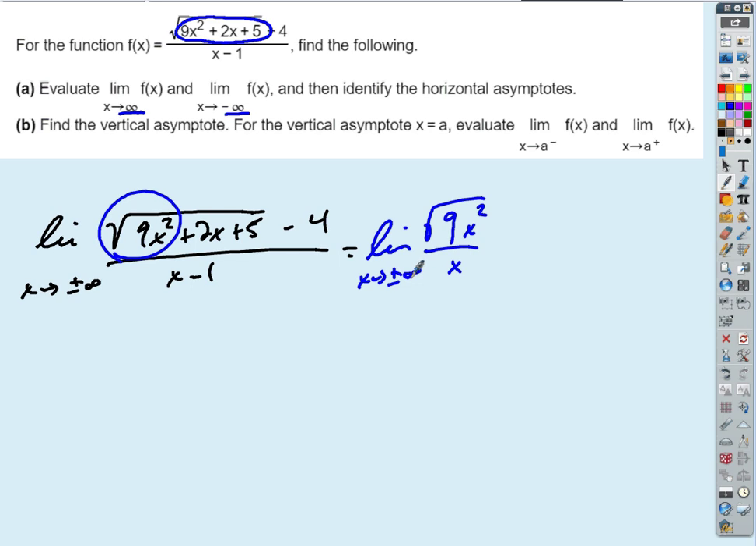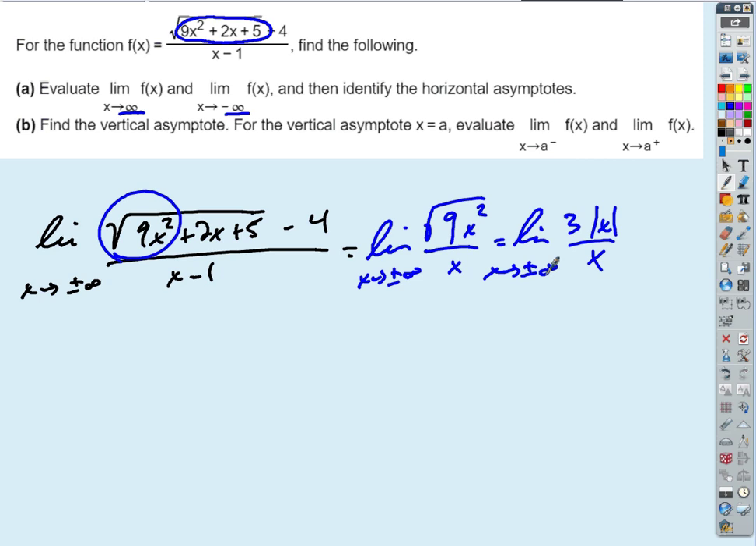So let's simplify. What is the square root of 9x squared? 3 times the absolute value of x, right? Not 3x, 3 times the absolute value of x. So we get the limit of 3 absolute value of x over x as x approaches plus or minus infinity.